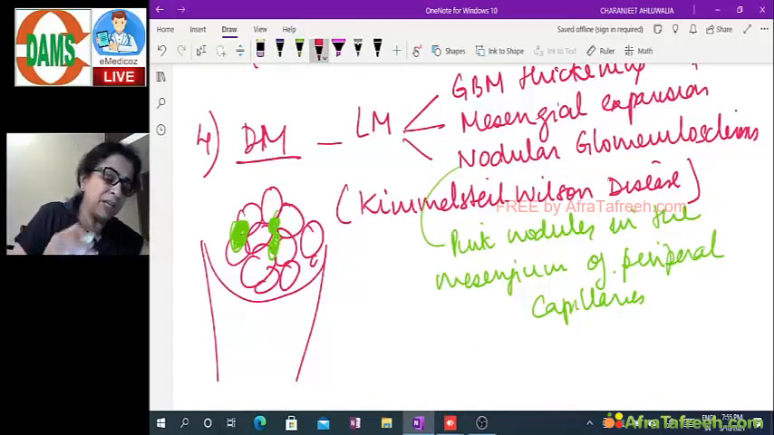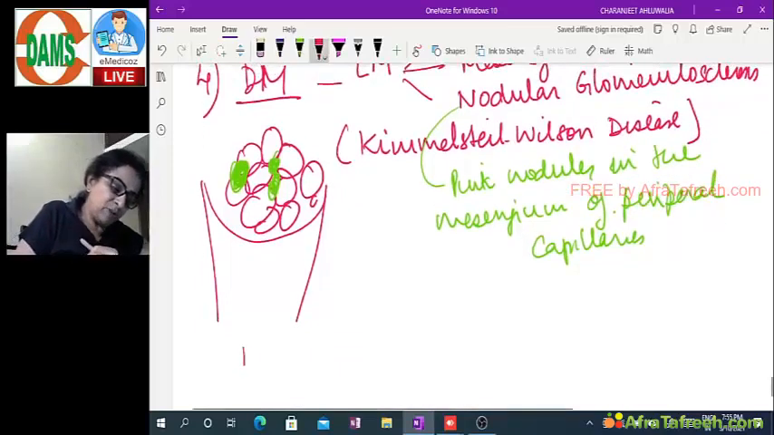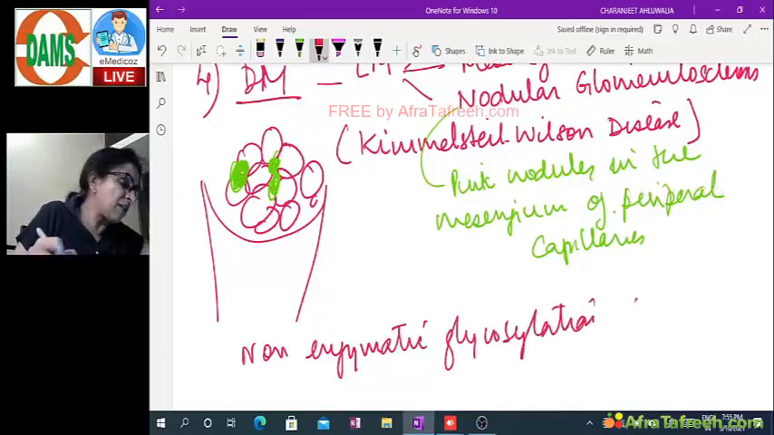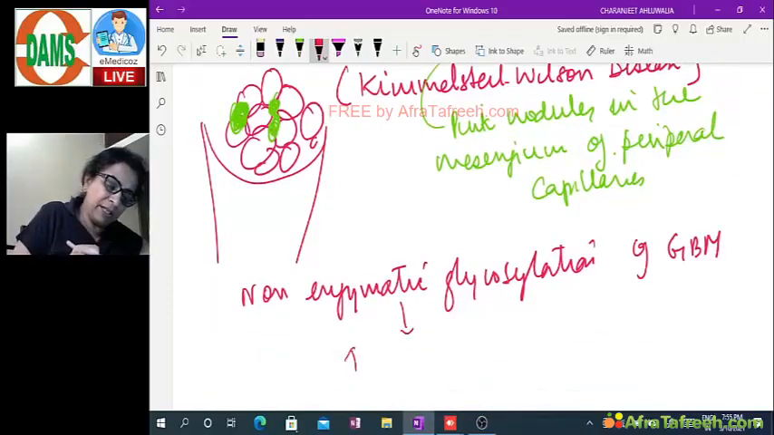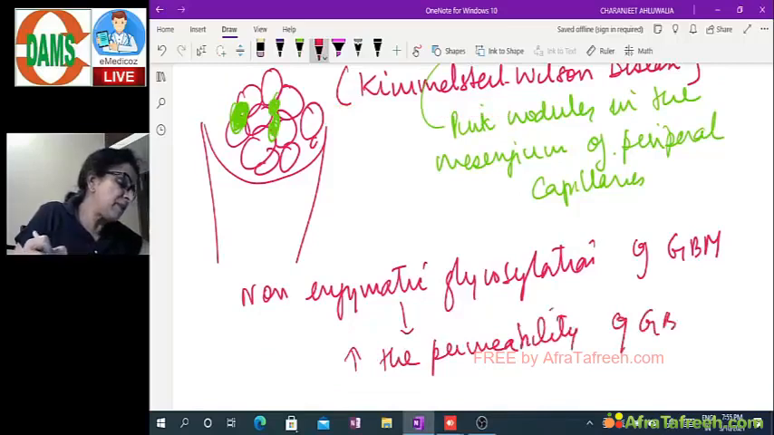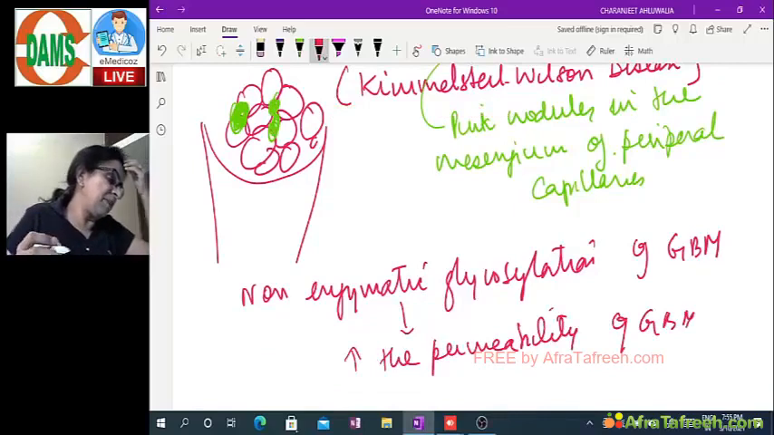Why is the GBM thickened in diabetes? GBM is thickened because there is non-enzymatic glycosylation of GBM. This damages the GBM and increases the permeability of GBM.